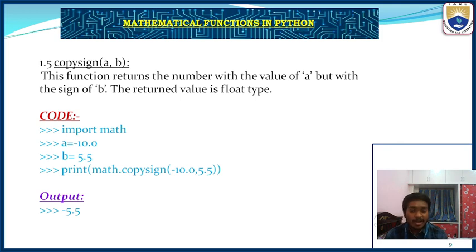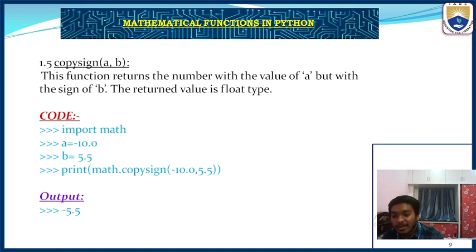First, we need to import the math. We need to take two inputs. One is negative and one is positive or negative, no problem. The syntax is print statement math.copysign of a comma b. Okay, it will copy the sign. This function copies the sign of a and gives it to b.